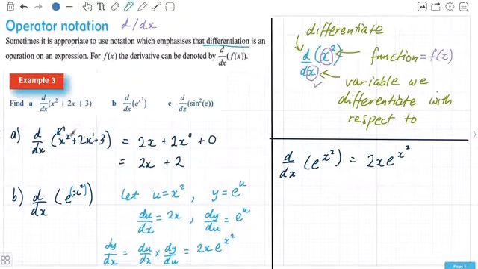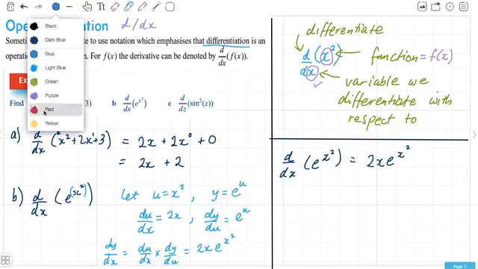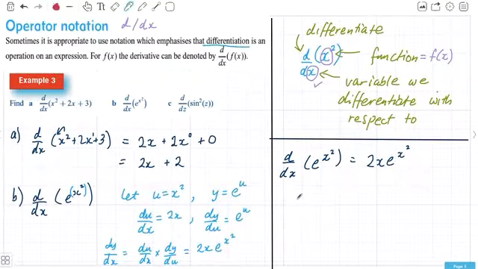X is the only one that's easily affected. Okay, the power changes. Exponentials, they don't. So the key result here is that if you have y equals e to the power of u(x), the derivative of y is the derivative of u times e to the u. Whatever the power is, the derivative comes out the front, and the power doesn't change.